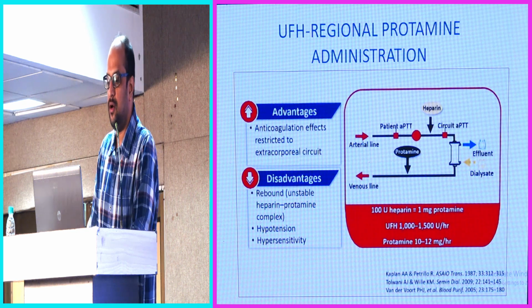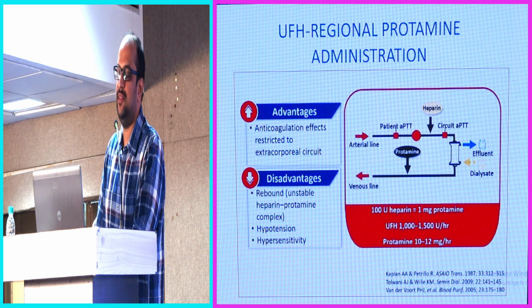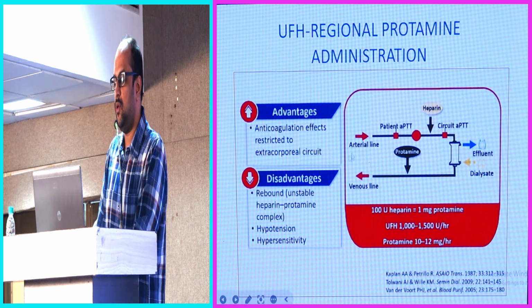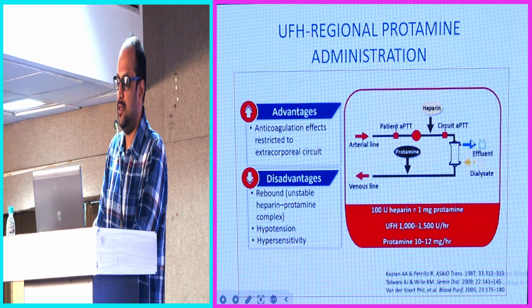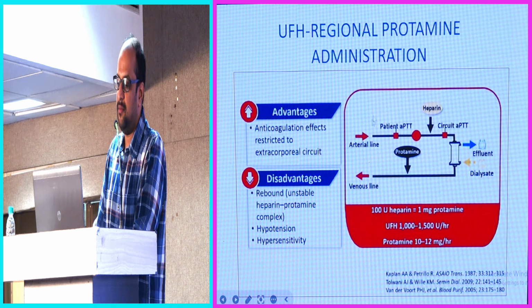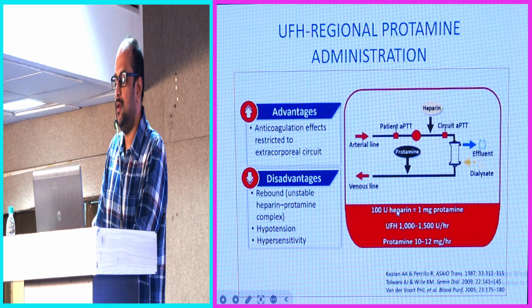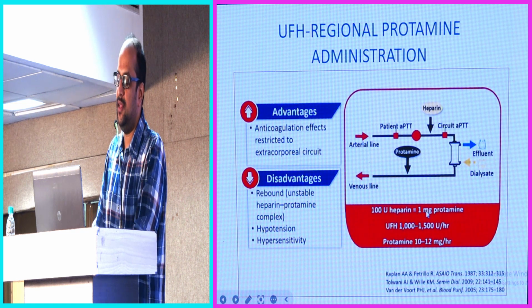Next, moving on to regional anticoagulation with the help of protamine, we can give heparin before the circuit, and we can infuse protamine after the circuit, and keep the circuit in such a way that it will not clot. By this method, we can achieve regional anticoagulation. For every 100 units of heparin, the protamine required to neutralize that heparin is almost 1 milligram.